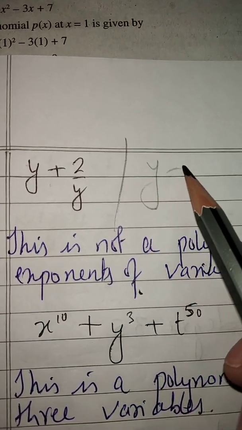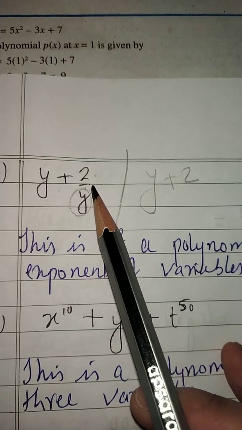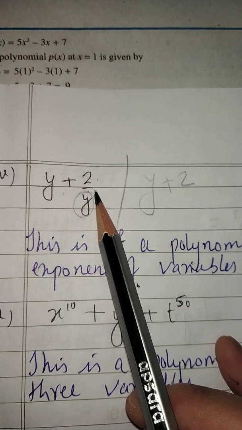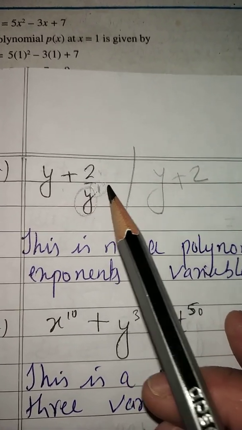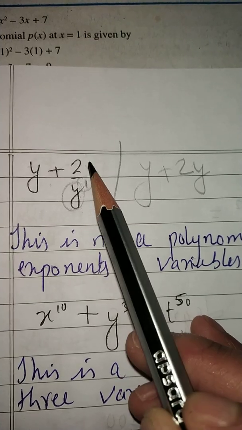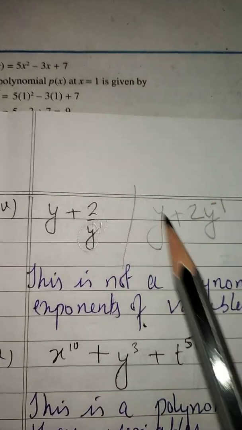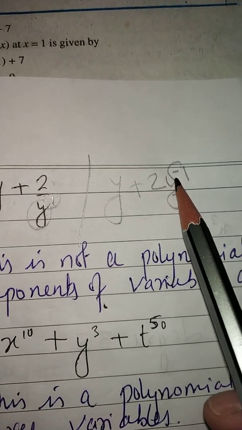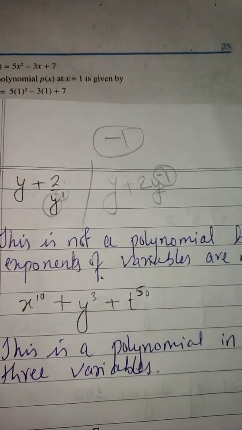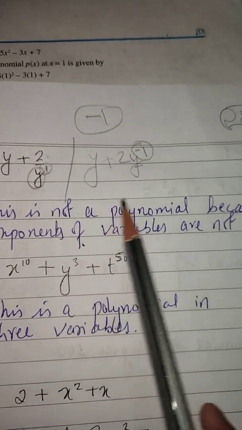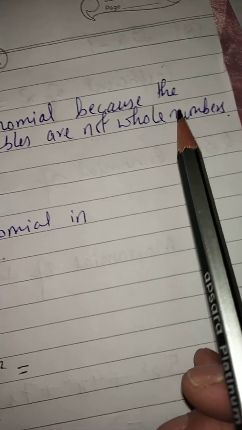Now see, in this case this is y plus 2 by y. We need to keep y in the numerator, and whenever you change the place from denominator to the numerator, there will be change in sign of powers. So this is power 1 here, and when we take y from denominator to the numerator, positive 1 will become negative 1. Now this will become y to the power minus 1. Now in this expression, variable is y, and what is the power of y here? Minus 1. So do you think minus 1 is a whole number? No, it's not a whole number. That means this is not a polynomial. This is not a polynomial because the exponents, means powers, of variables are not whole numbers.